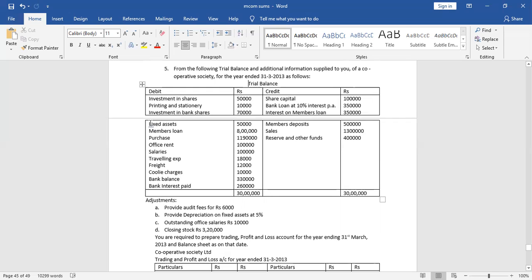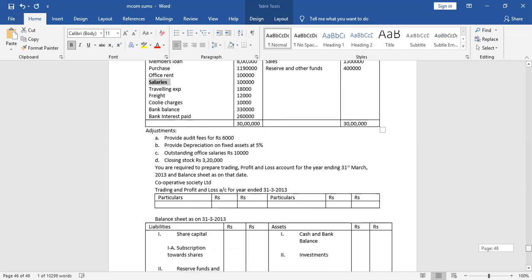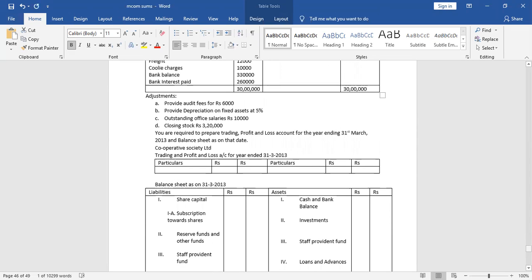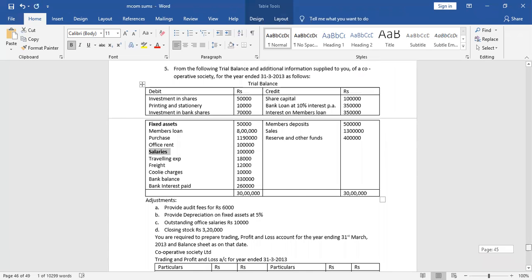Depreciation fixed asset, so fixed asset को highlight करो. Then we have outstanding office salary. Where is office salary? So office salary को highlight करो. Then we have closing stock. You are required to prepare trading account, P&L account for the year ending 31st March 2013 and balance sheet on the same day. So let us start the adjustment.